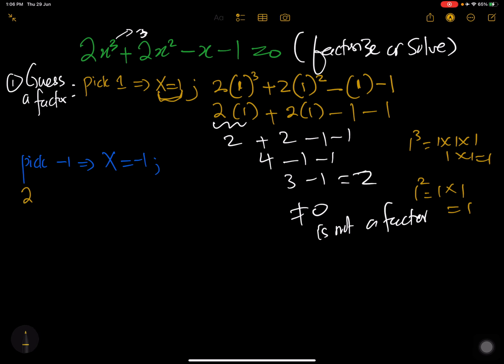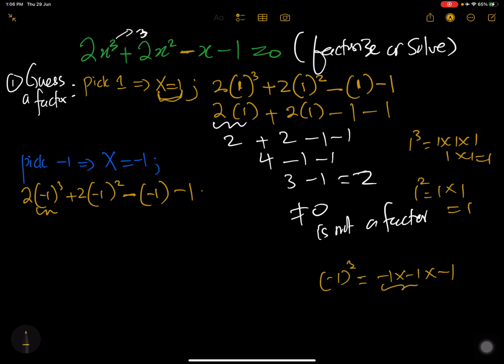So we're going to start with 2 into x cubed. x is what? Negative 1. Cube it. Plus 2 into x equal to negative 1, you square it. Minus what's the x? The x there is negative 1. The minus came before the x, so minus and the x. And then another minus 1. Let's find out what we are going to get. This one is going to give us negative 1 cubed, the same as negative 1 times negative 1 times negative 1. Negative 1 times negative 1 is positive 1, times negative 1 gives negative 1.